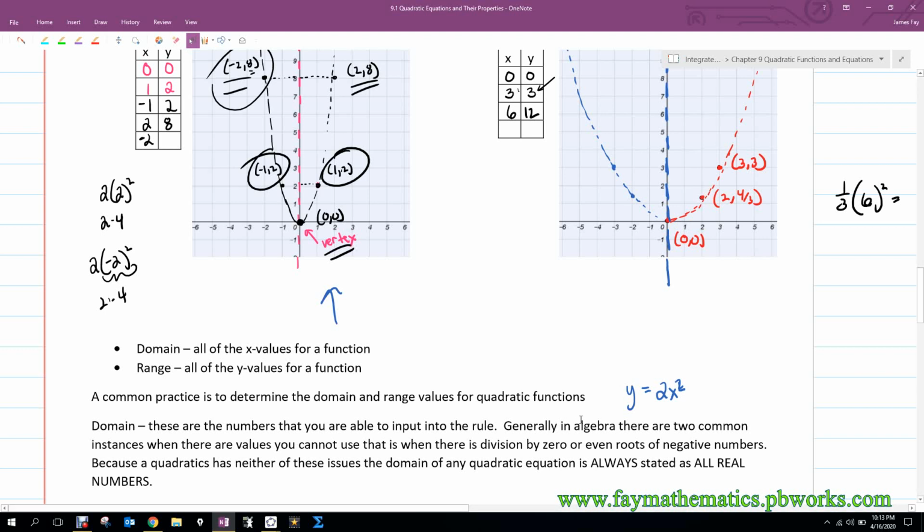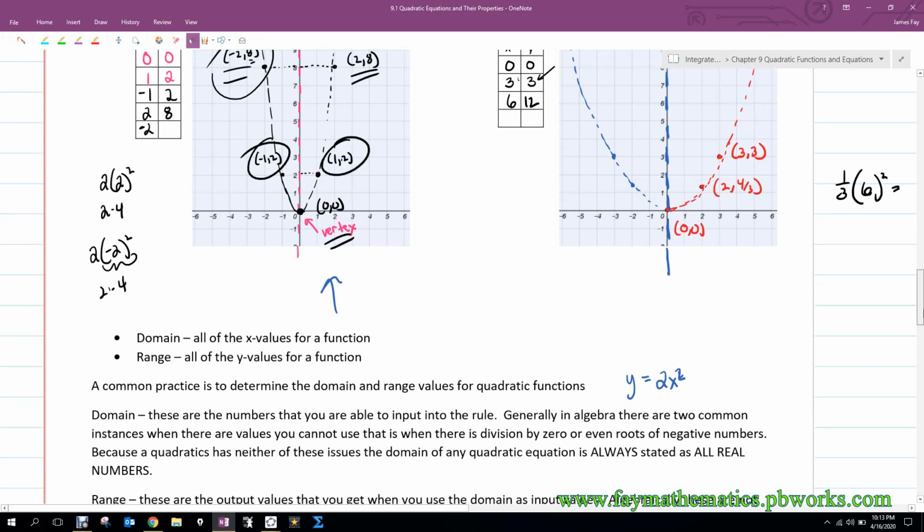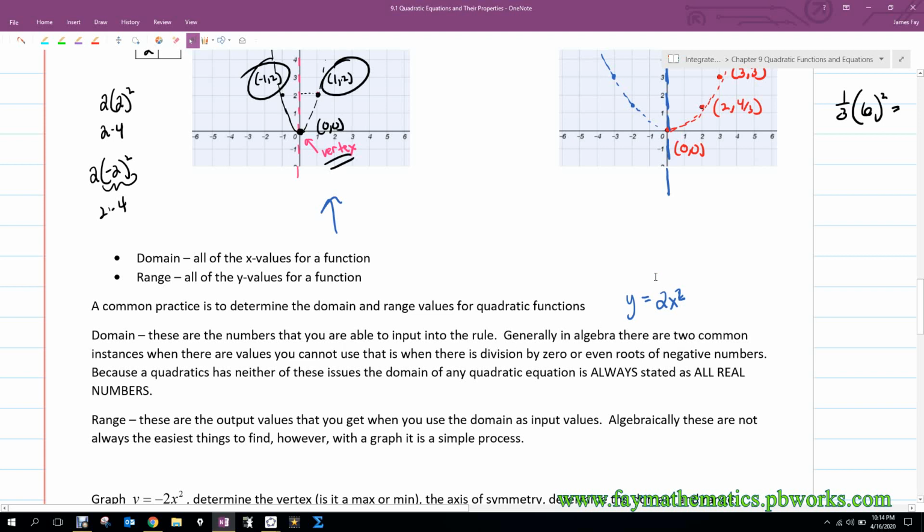It says generally in algebra there are 2 common instances when there are values you cannot use. That is when there's division. We have no division here. With division, the problem that occurs is when you divide by 0, so we don't have that here, so there's no worry there. The other issue is when you have even roots, so a square root or a 4th root or something like that in your equation or your function, and we don't have any of those here. You can't take square roots of negative numbers, and we'll get into that in the next chapter.